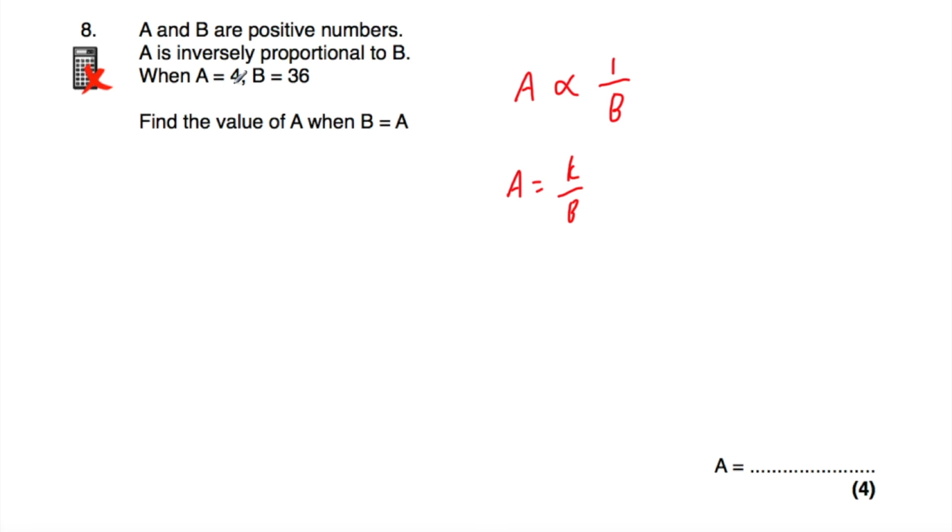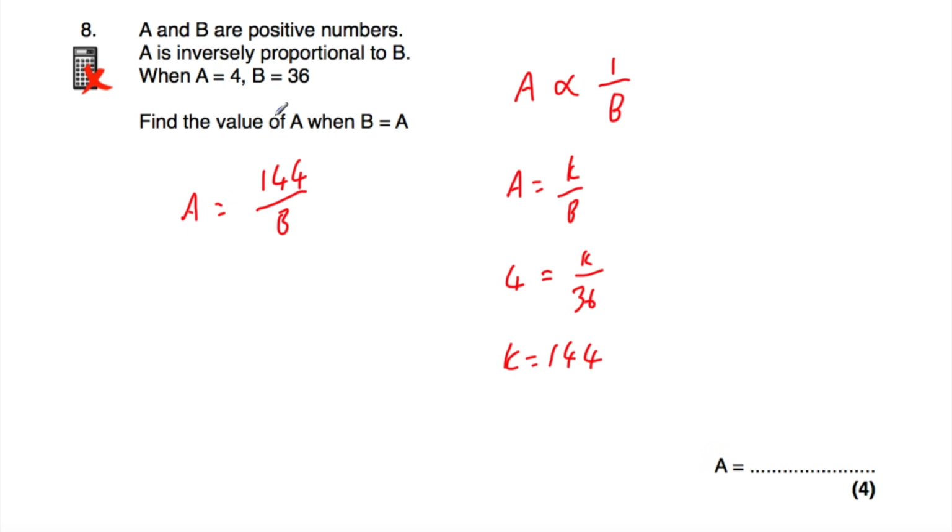Now we're told some information. We're told that whenever a is equal to 4, b is equal to 36. So we've got a, which is equal to 4, is equal to k divided by 36. And then if we multiply both sides of the equation by 36, we're going to get that k is equal to 144. So that's great. We've now got our formula that a is equal to 144 divided by b. Okay, so we found the formula.